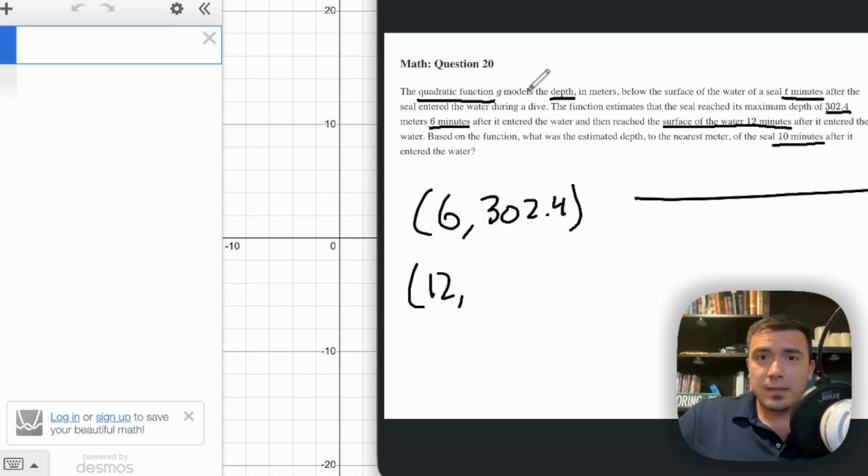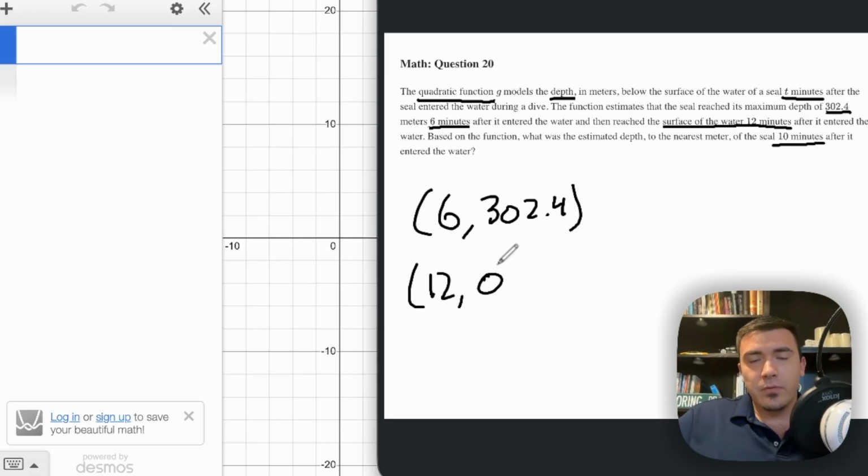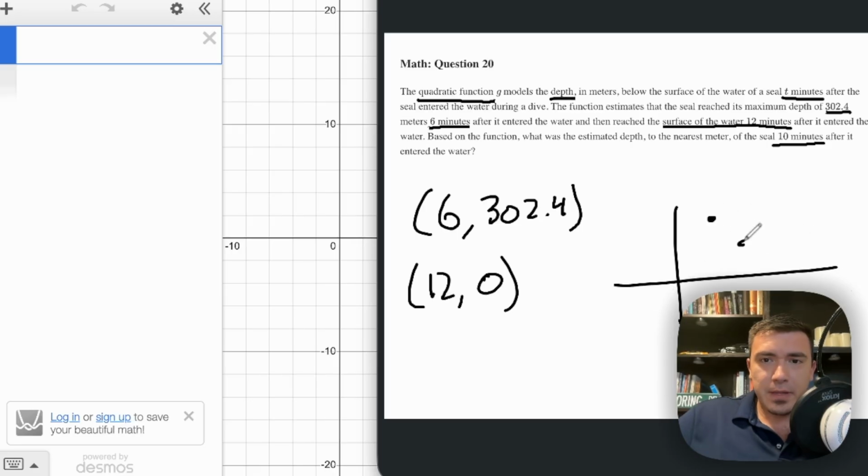If the function is measuring the depth below the surface, then at the surface, I must be at 0. That's 0 meters below the surface, right? So my second point is going to be 12 comma 0. But 2 points is not enough to make a quadratic function, because how is Desmos going to know whether your parabola opens up or your parabola opens down, right? So because of that, I'm going to need 3 points.